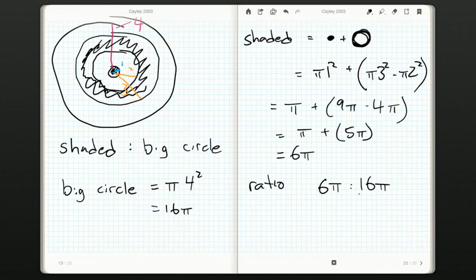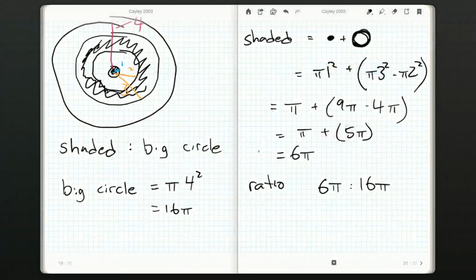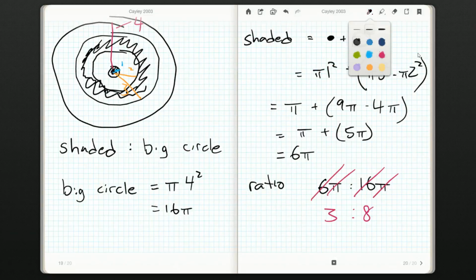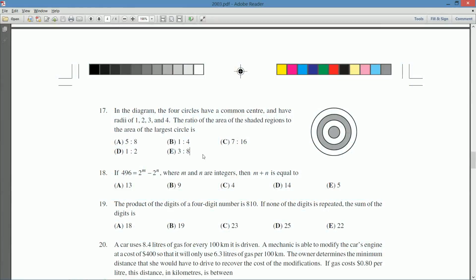Now, I think none of the answers here are 6 to 16. None of them are. But when you work with ratios, you get the same ratio as long as you cancel out numbers. So we've got a pi on both sides. 6 pi to 16 pi is the same as 6 to 16. Well, that's not in our answers either because we've got a common factor of 2. So dividing by 2, we get 3 to 8. And as I recall, that is E. Let's just double check. There it is, E. So that's going to be the ratio of the shaded regions to the area of the largest circle.